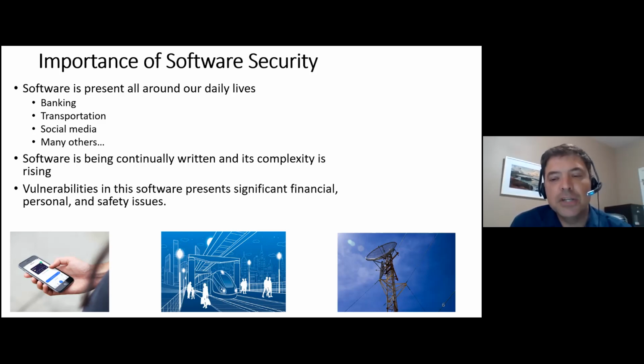And if there's issues in that software, then it can present actual financial, billion-dollar sometimes implications for companies or organizations, as well as we have all of our personal information, or email, or all sorts of things in your phone, and there's also safety issues. So how can we as an industry manage that complexity and reduce the risk of vulnerabilities in the software that's all around us?